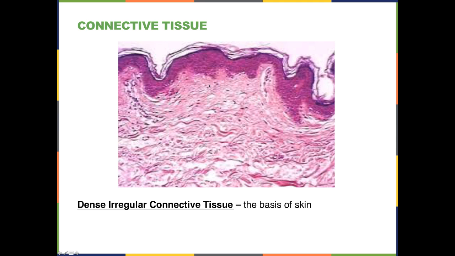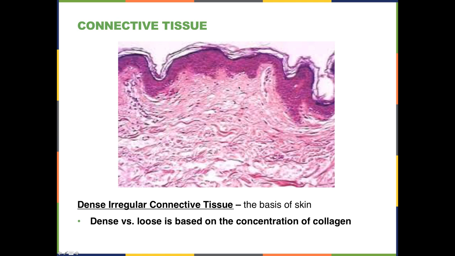And this dense connective tissue is the basis. Here's the epithelium of the skin here. Here's the dead part up here and the keratin. And then you have the basement membrane down here, and then this dense connective tissue underneath it that forms the foundation for the skin. And you can see it's the concentration of collagen, this reddish-pinkish material here, that determines whether it's dense or loose. The higher level of collagen leads to more density.